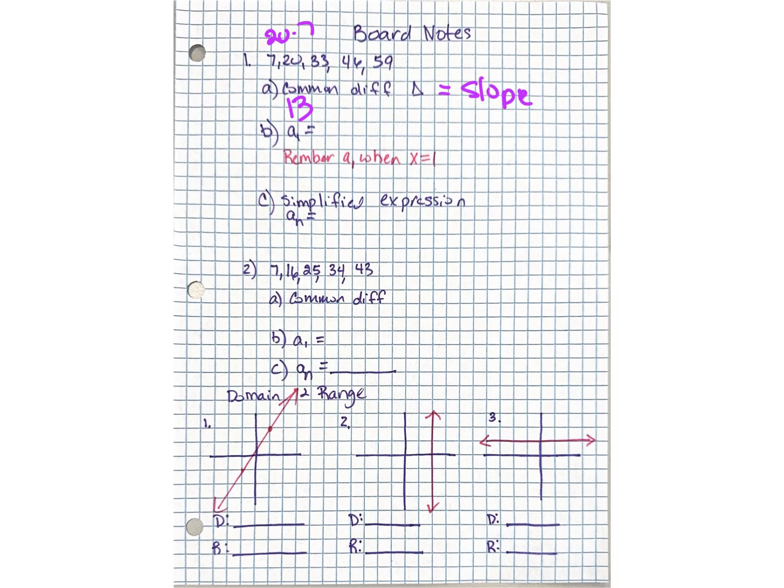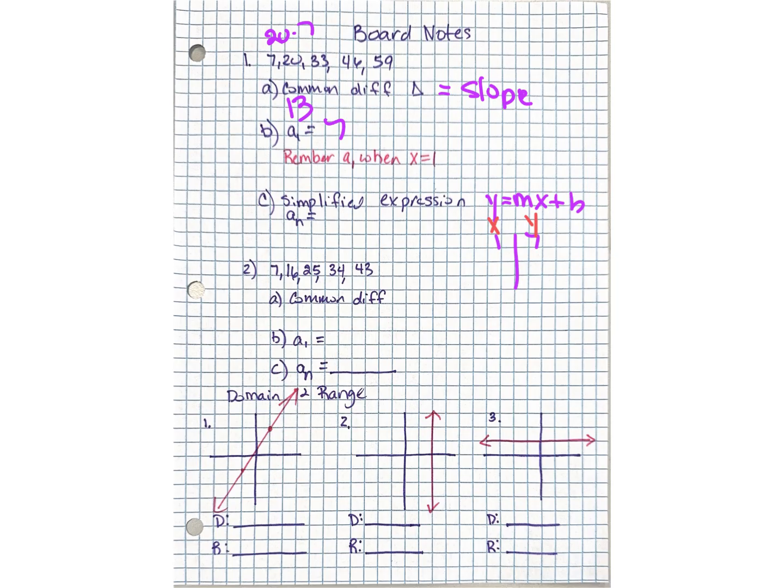So the a sub 1 is your first term. So a sub 1, our first term, is 7. So your simplified expression is basically the same as y equals mx plus b. So you have a couple of choices. One, you can realize that your first term is 7, which is the same thing as when x equals 1, y is going to equal 7.